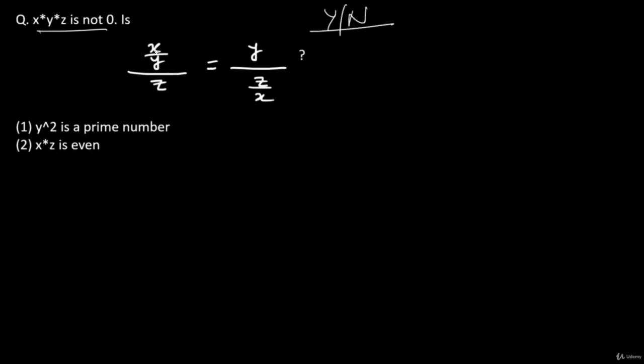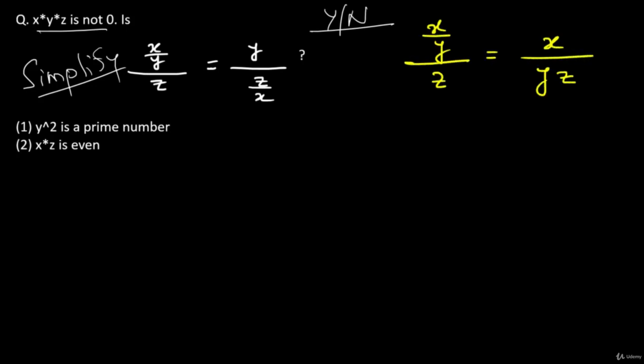Now, what is x divided by y divided by z? Let's simplify. Remember, we had discussed this before. Whenever you can, first simplify. So x by y divided by z is nothing but x divided by y into z, right? So we have simplified the left hand side to this term over here.